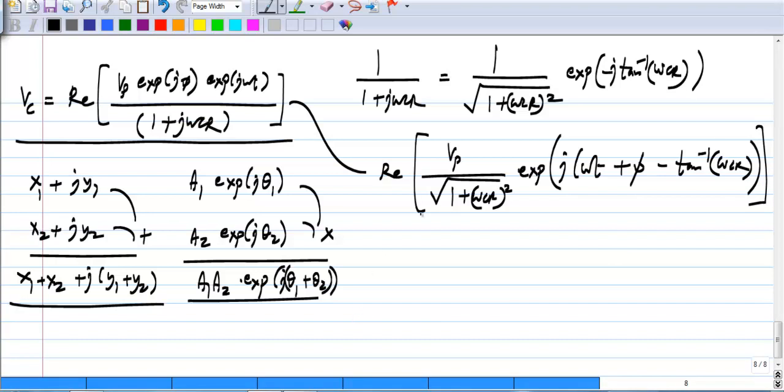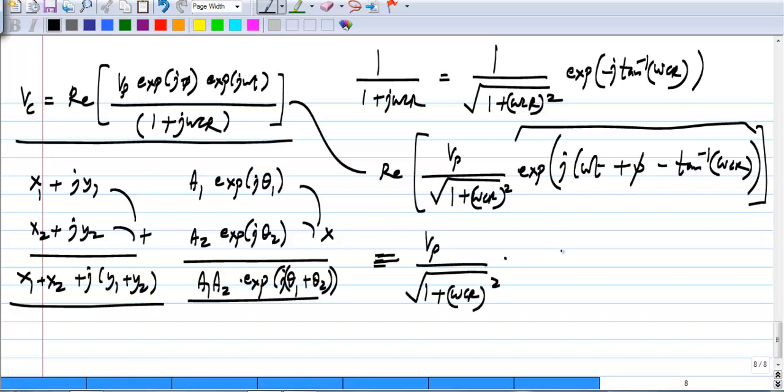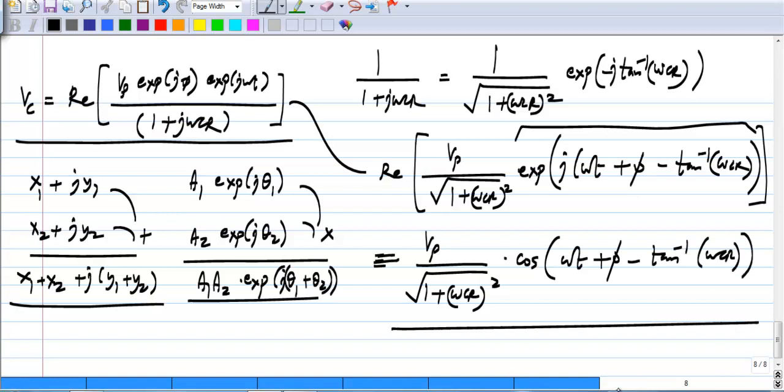And taking a real part of something like this is very easy. We have a single complex exponential inside, which means that the real part of it is cosine of the same argument without this j. So this is nothing but Vp by square root of 1 plus omega CR squared times cos omega t plus phi minus tan inverse omega CR. So again, exactly the same answer as before, as we should expect. It's the same circuit with the same input, but this third method is most convenient. That's why it is used all the time.